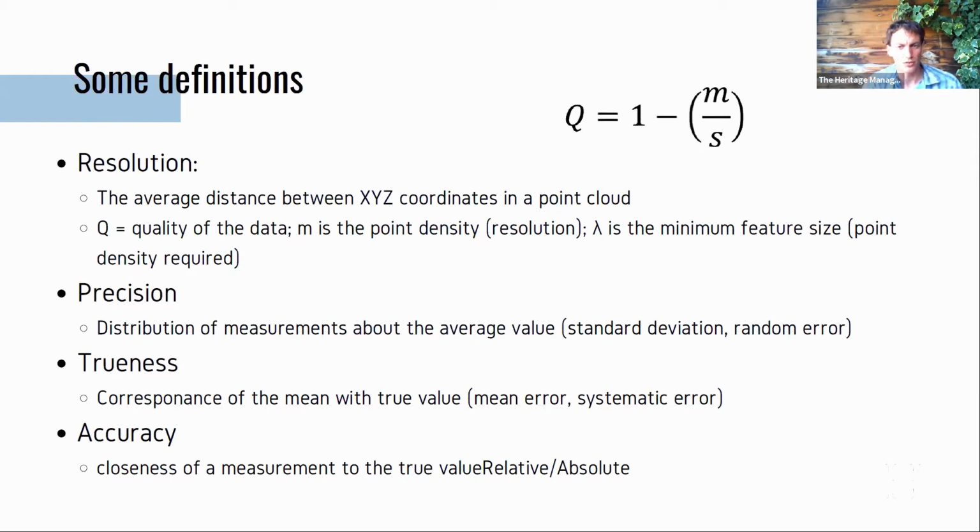And then the combination of these two, the combination of precision and trueness, or precision and correctness, is what we call accuracy. So the accuracy, at least from the definitions that I use, is a combination of precision and trueness. It gives you something about the entire distribution of your errors.